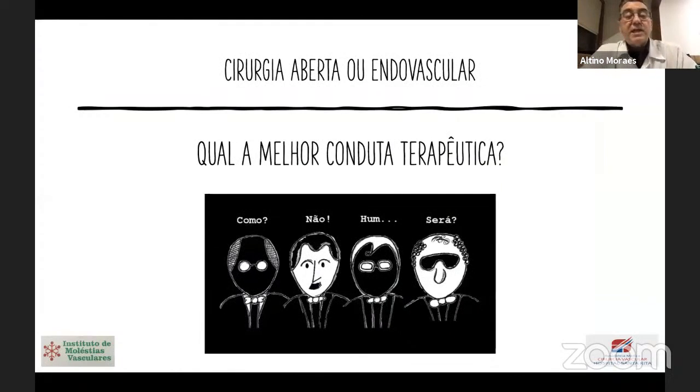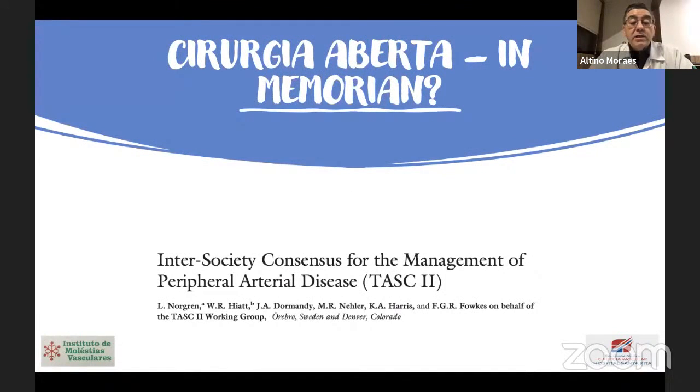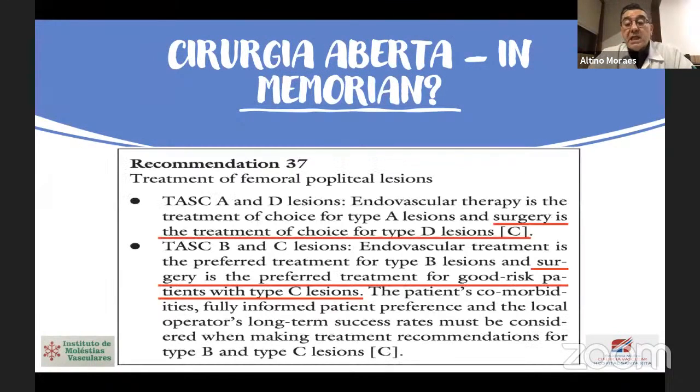Entonces, cuando pensamos en cirugía abierta o endovascular, pensamos cuál la mejor conducta terapéutica. La mejor conducta terapéutica es baseada en nuestros guidelines y la individualización del paciente. Entonces, tenemos lo TASC 2, que recomienda la cirugía como tratamento de escolha para lesões tipo B, tipo D, e quando tem pacientes com bom estado clínico, para lesões tipo C, cirurgia. Porém, para TASC A, cirurgia endovascular.